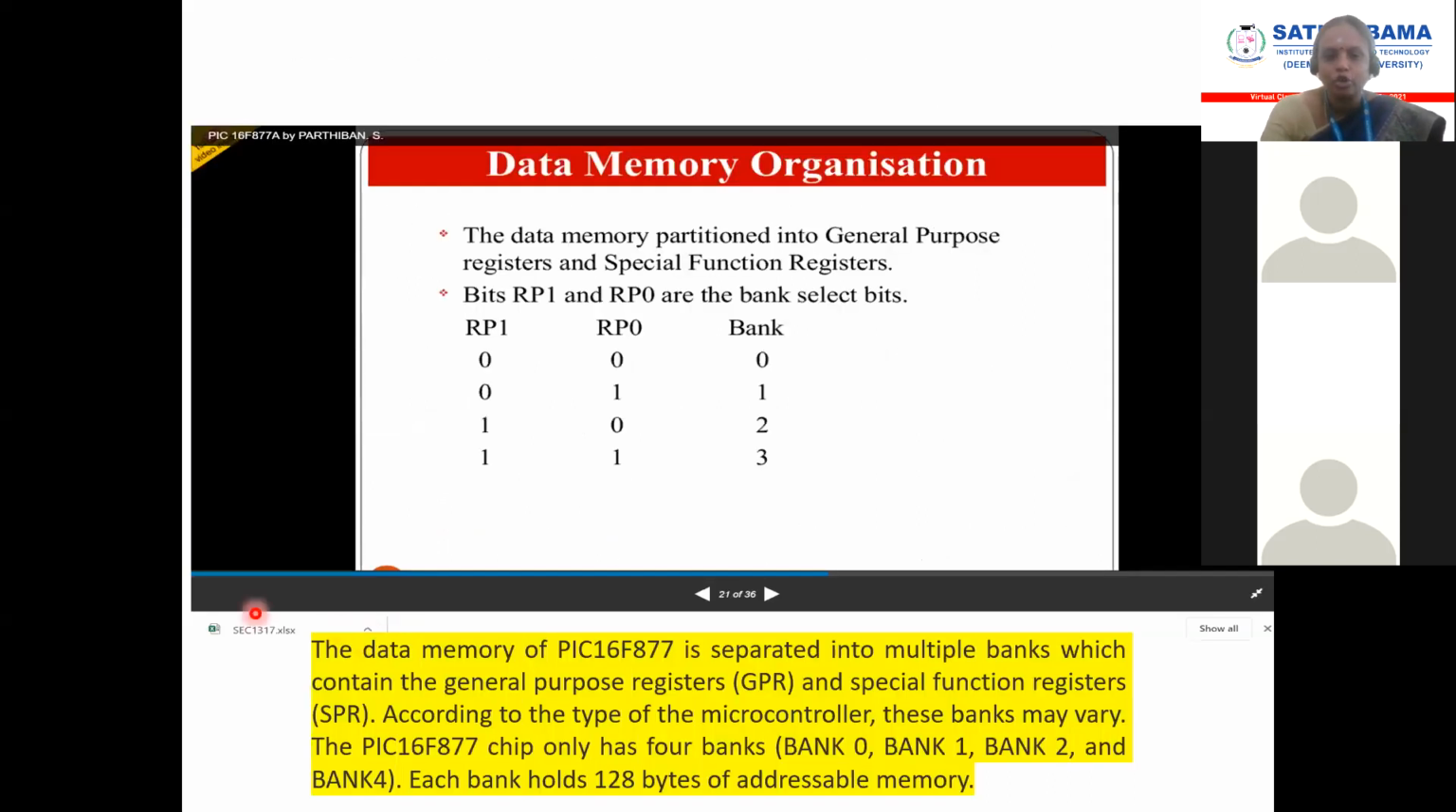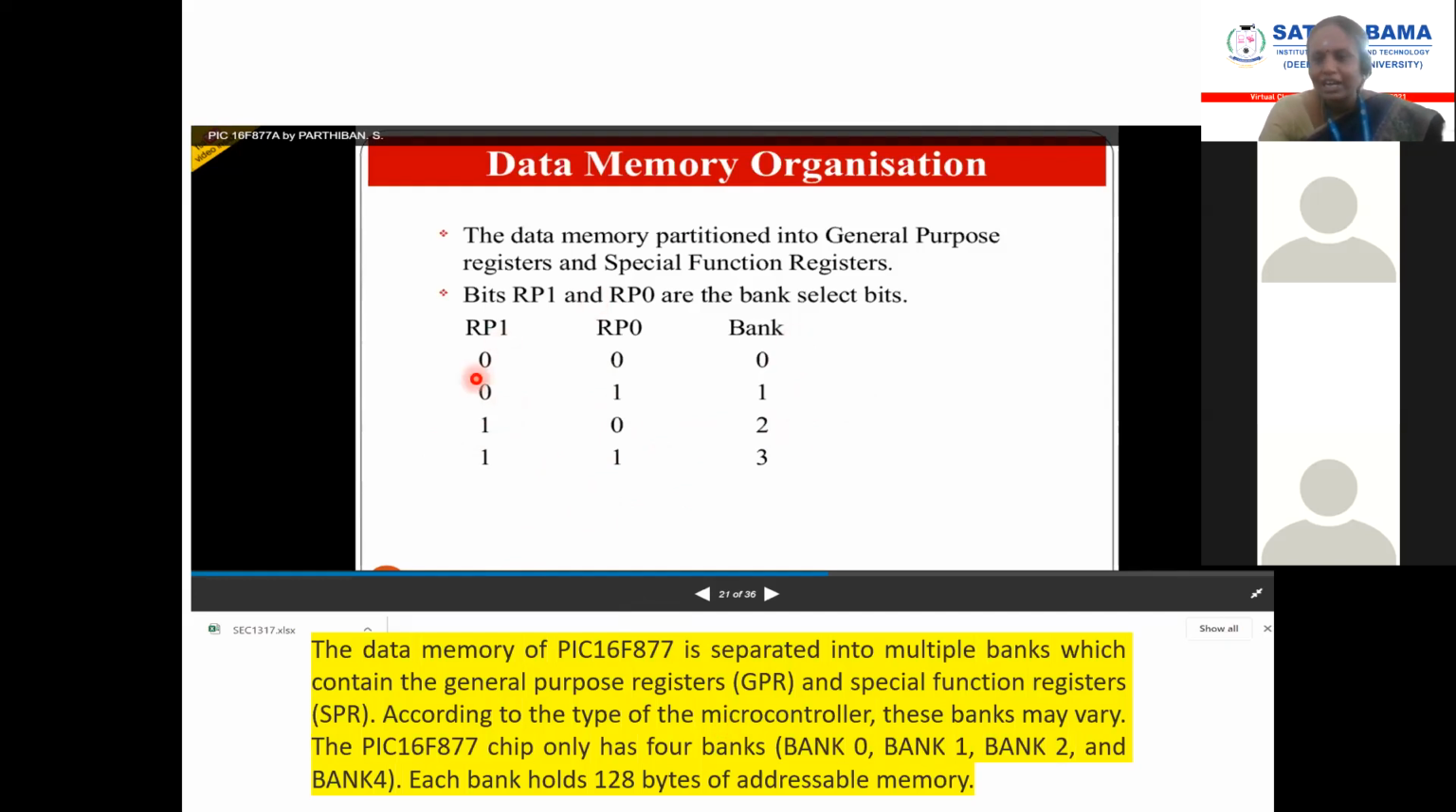So how are the 2 bits allocated for banking, RP1 and RP0. If it is 00, bank 0 will be selected. 01, bank 1 will be selected. 10, bank 2, and 11, bank 3. So we have four banks. Do you understand, we have four banks.